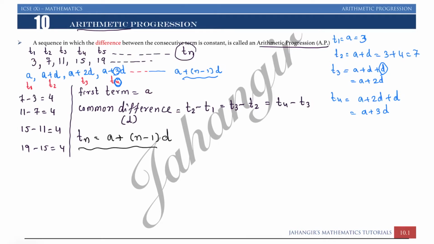Now for this sequence, if you want to find the 50th term, what we will do is, T50 is equal to A plus... A is not, my first term is 3.